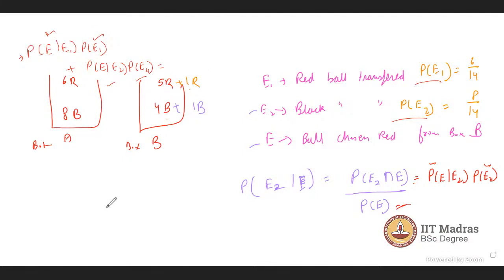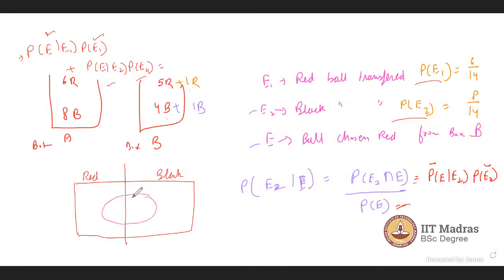See, if you consider the Venn diagram, there are two possibilities. Either you transfer a red ball or you transfer a black ball from A to B, right? And this is your event that the ball chosen is red, which is event E, right? So it is nothing but the intersection of this area and this area. So that's what we did, and then we simply applied the multiplication rule. The first term can be written like this, the second term like this, and we know all four values, right?